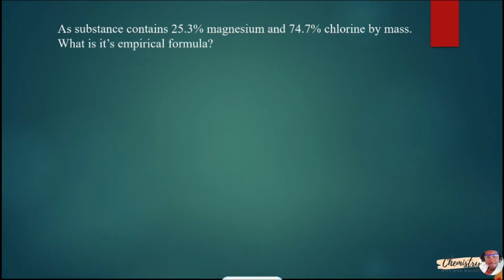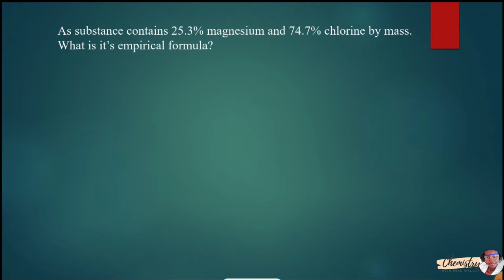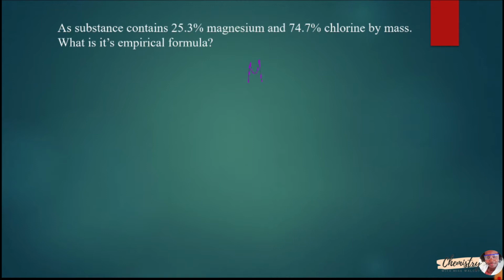A technique I like to use is to draw a table and complete all the steps in that table, and this keeps everything organized so it is easier to write the empirical formula once the calculations are done. Let's start by drawing two columns, one for each element that is in the formula. So we have magnesium and chlorine. The first step is that we're going to assume that these percentages are actually just masses and the total mass is 100.